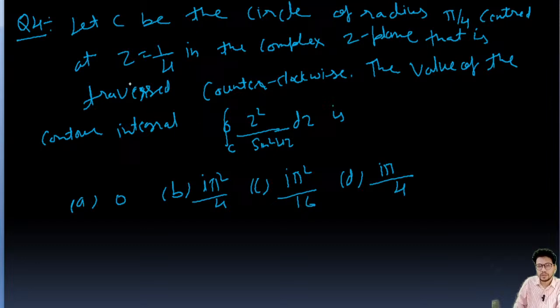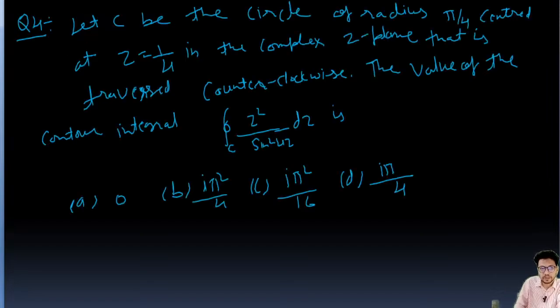Guys, so let's see: the circle of radius pi by 4 centered at z equal to 1 by 4 in the complex z plane, that is traversed counterclockwise, and we just need to find the value of the contour integral. Very good question. I'm going to solve it now.